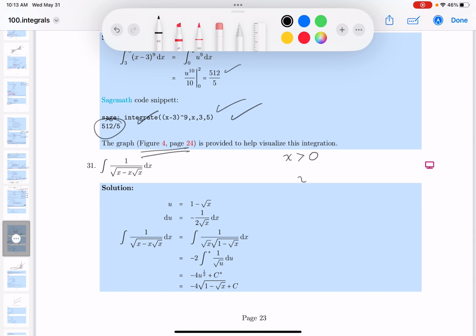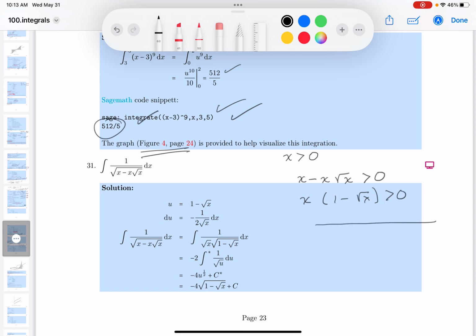Let me write this over here. x minus x root x must be greater than 0. I'm going to factor an x out from that. And what do you get there? You get 1 minus root x. That has to be greater than 0.